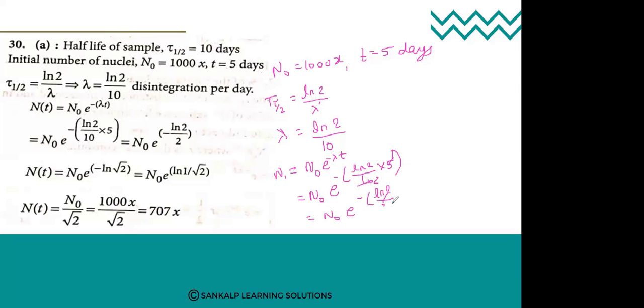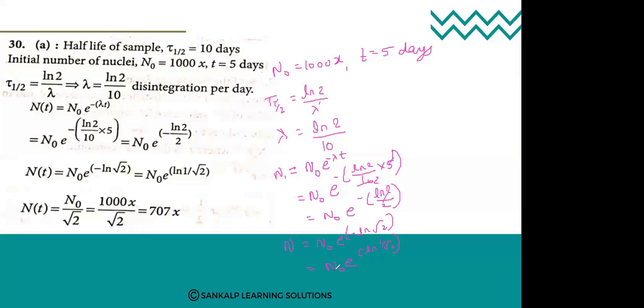Right? So therefore, this is N is equal to N naught e to the power. Here this 2 by 2 can be written as root 2. So therefore, we can also write it as minus ln of root 2. To avoid the negative sign, we can also write it as N naught e to the power ln of 1 by root 2.